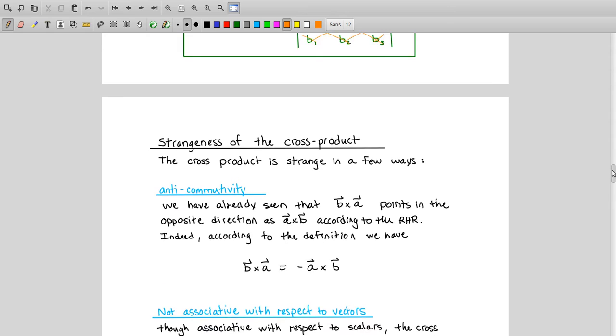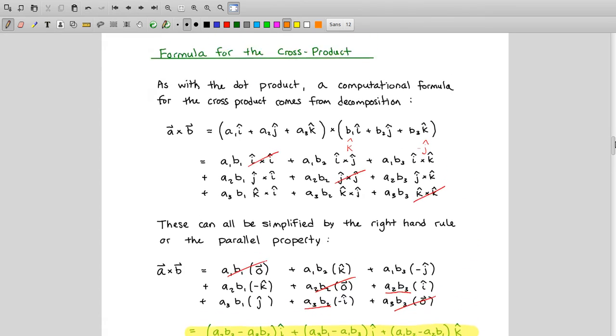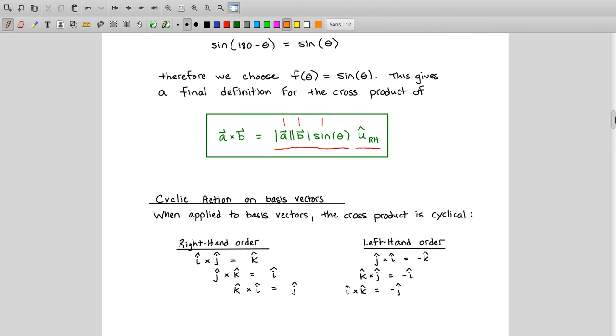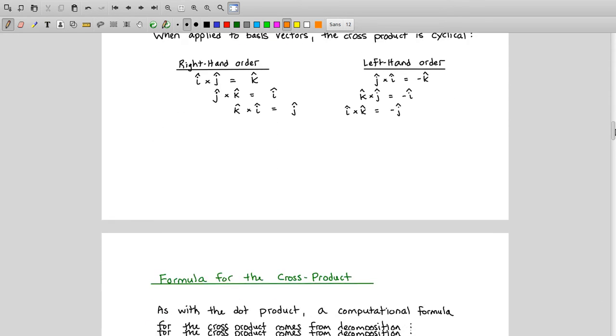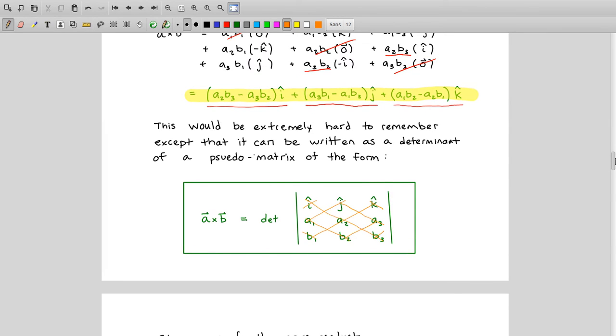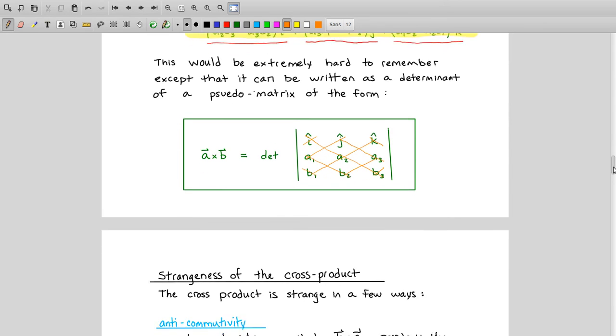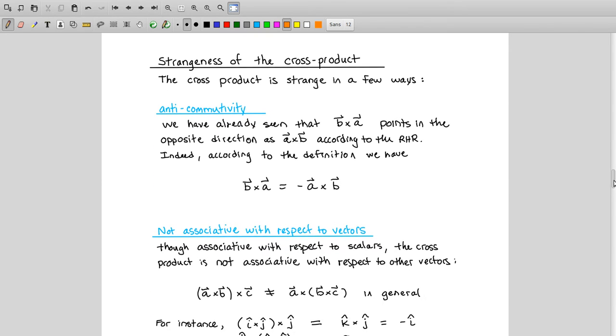Okay. We've said a lot of things about the cross product. We have defined a geometric definition of the cross product right here: magnitude A, magnitude B, sine theta, times a unit vector obtained using the right-hand rule. We have an arithmetic formula for the cross product. Now it's time to talk about why we use the cross product. Before we do, it's worth noting a few things.